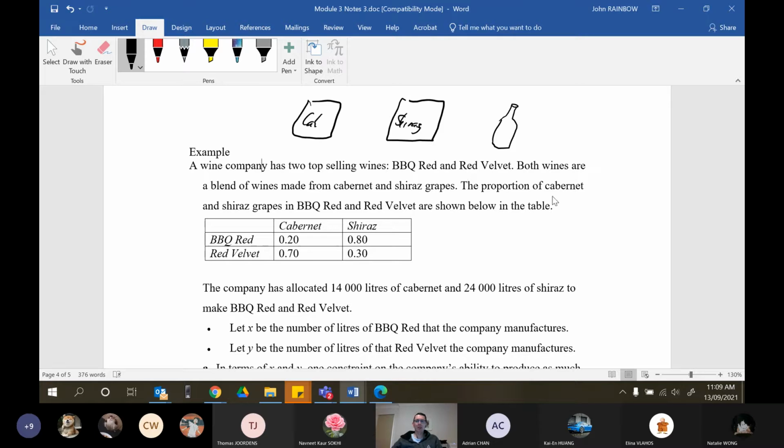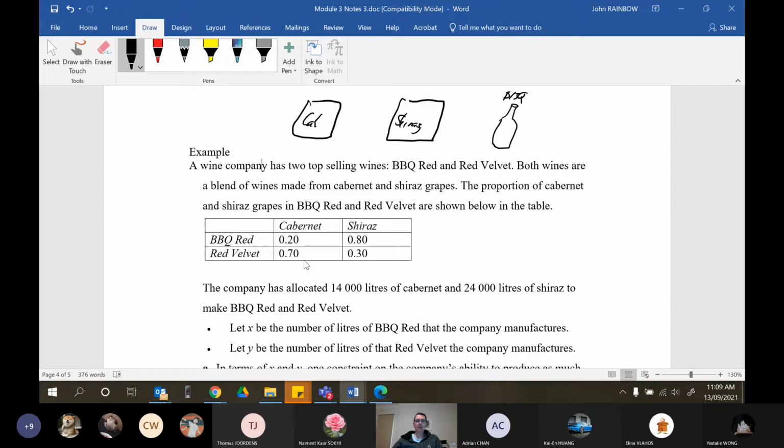The proportion of Cabernet and Shiraz grapes in Barbecue Red and Red Velvet are shown in the table below. So to get the Barbecue Red, okay, that uses 0.2 of the Cabernet to 0.8 of the Shiraz. So, if this is like a litre bottle, you put in 200 ml of that and 800 ml of this. Now, obviously, we're talking about a big quantity because it's a manufacturing place.